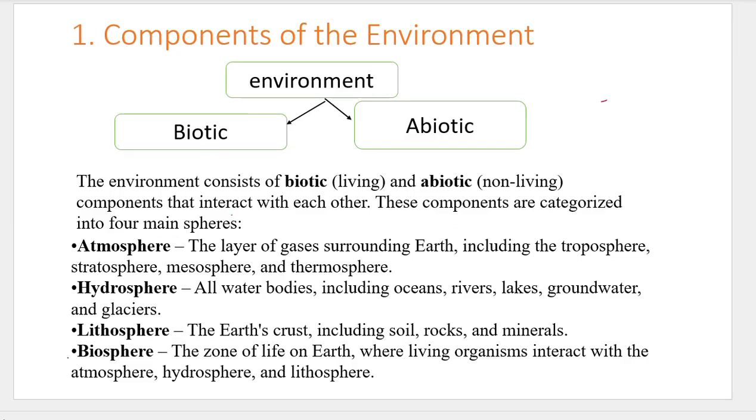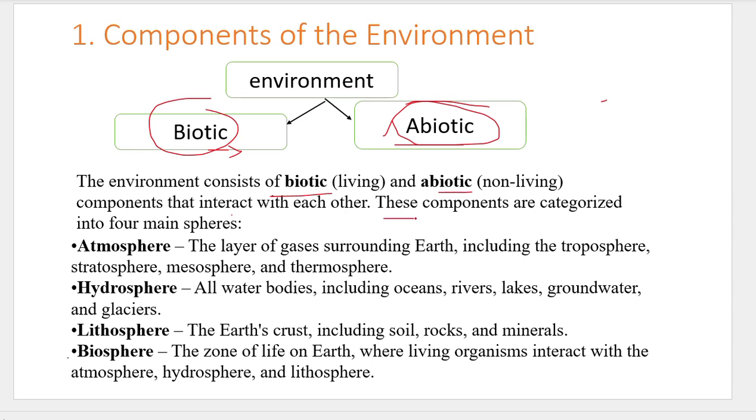Then here are the components of environment. There are two components of environment: one is biotic and another one is abiotic. Biotic is nothing but living things like humans, animals, plants, all those where life exists. And abiotic is non-living things, like a computer, chalk, duster, table, wood, everything where there is no life. So these biotic and abiotic components interact with each other in our environment.